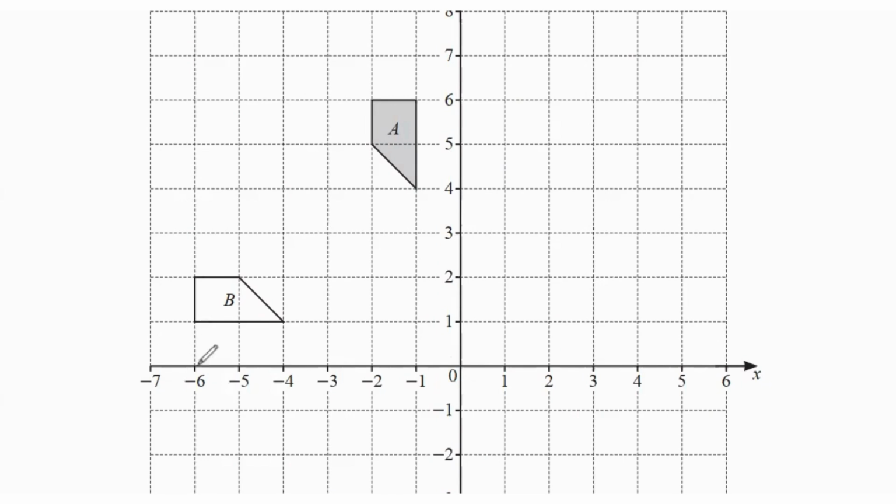Negative 6 and negative 1 is here. Negative 4 and negative 1 is over here. Negative 5 and negative 2 is this. And negative 6 and negative 2 is this. So this is your image of shape D.